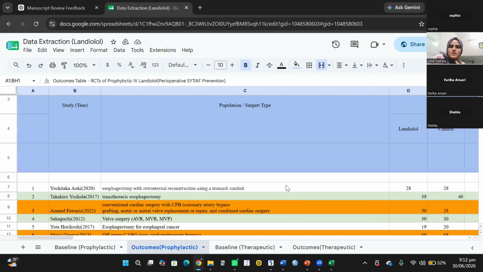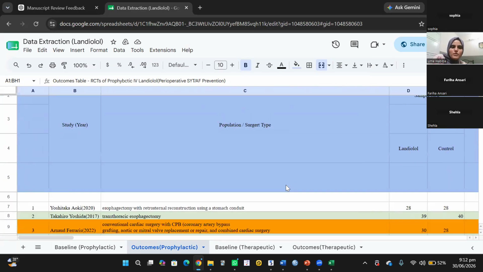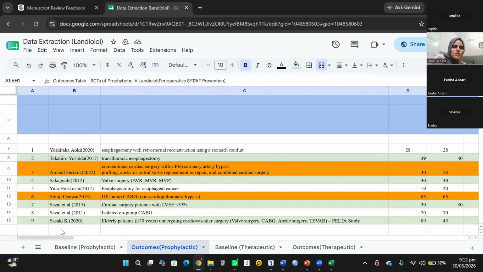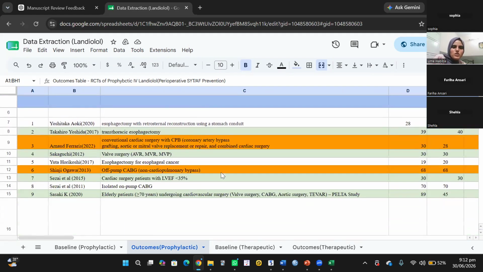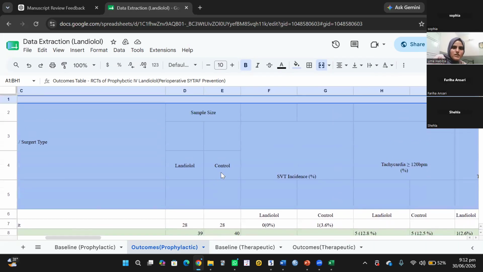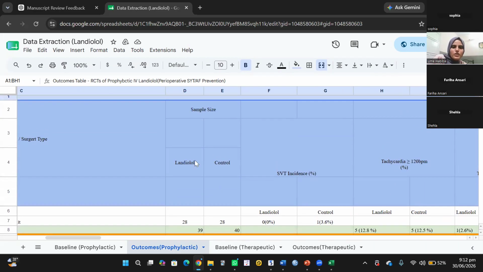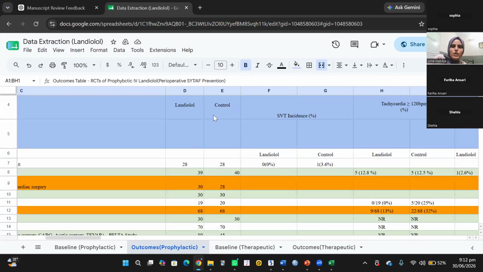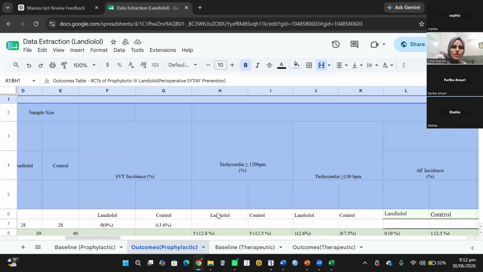There's no standardized way. Someone else made it, so it's a little different from the earlier one. See, these are the study names with their years. These are the population of each study. This is the sample size. So we have two interventions. We're comparing landiolol with control. So this is the sample size for landiolol and this is for control, right?